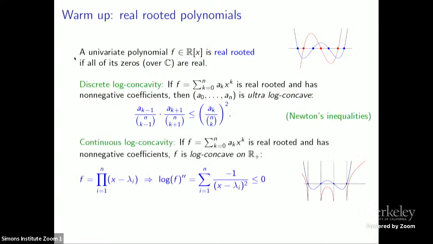Another consequence is another type of log-concavity, which is log-concavity as a function. You can check by a calculation that if you have a real-rooted univariate polynomial with non-negative coefficients, and you do the calculus exercise, then as a function on the positive real line, it is log-concave. The second derivative of the log is negative. And both of these, as hopefully we'll be convinced of by the end of the talk, are interesting and useful consequences that one gets from knowing something about a polynomial.